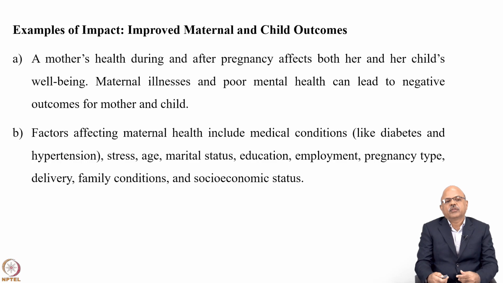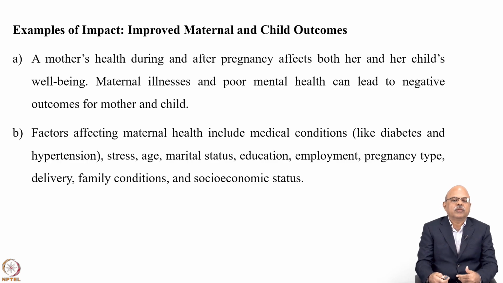So in the discussion of HAI examples, I just want to highlight a few examples of impact. How improved maternal and child outcomes also affect quality. We find that the majority of the patients coming to the hospitals are from the most vulnerable groups, like geriatric patients, pediatric patients, mothers and patients with chronic disease conditions. A mother's health during and after pregnancy, where we can say the ANC, the antenatal care, and the postnatal care, affects both her and her child's well-being.